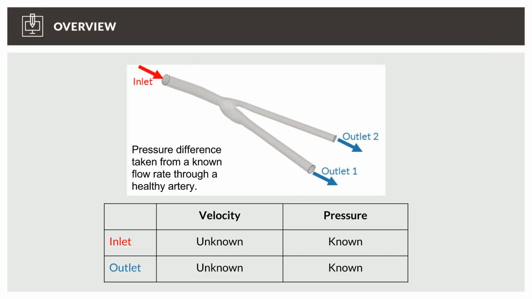And if we look at the setup, it's quite simple. We basically just have an inlet and 2 outlets. And the pressure difference in this case, we're taking from the flow rate through a healthy artery. So we have a higher inlet pressure and lower outlet pressures, because we know fluid moves from high pressures to low pressures. And so this pressure is taken from a known artery case.